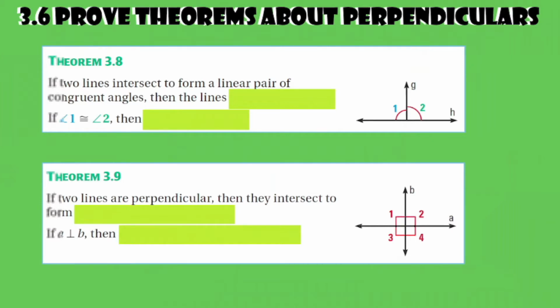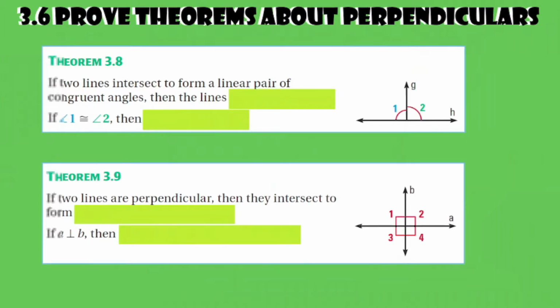This first theorem, it doesn't have a special name, Theorem 3.8, says that if two lines intersect to form a linear pair of congruent angles. And so I want you to look at this picture, and I want you to see the setup. We have a linear pair, angles 1 and 2 are a linear pair, and they're congruent. And doesn't that mean that if they're going to add up to 180 and they're both congruent, that they'd both have to be 90 degrees?